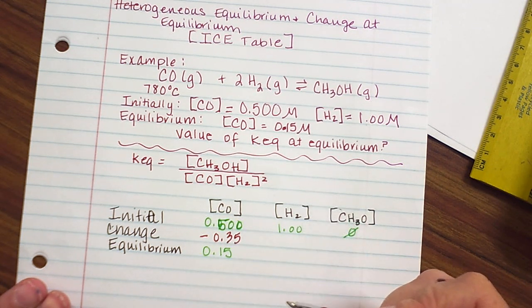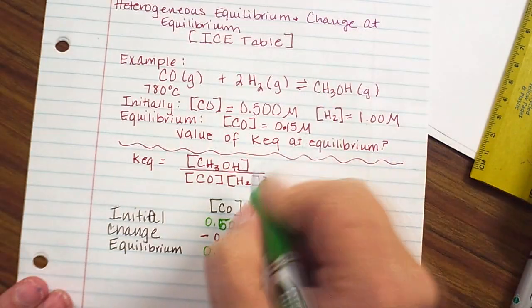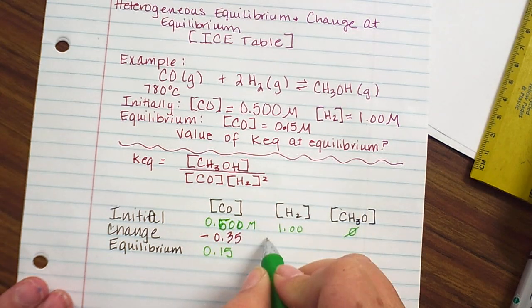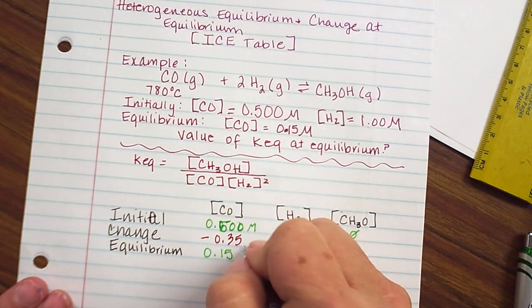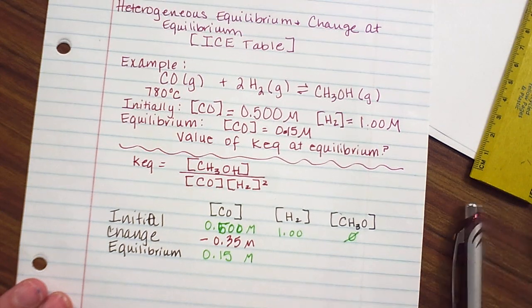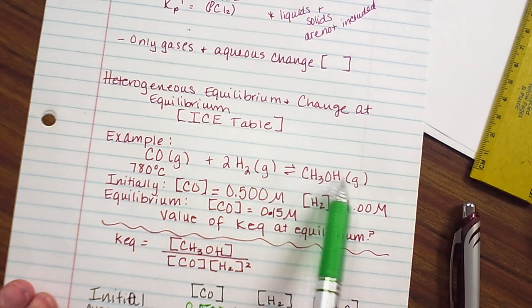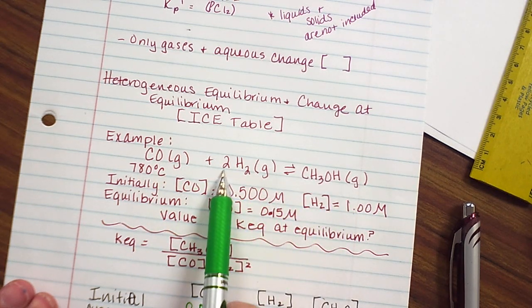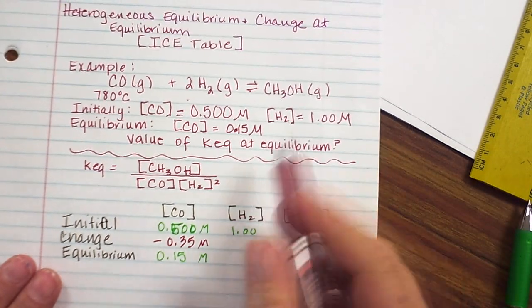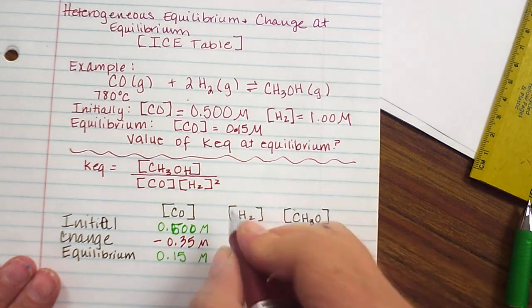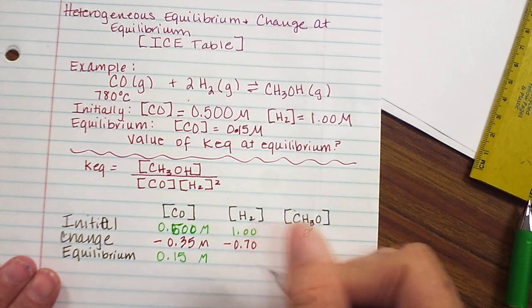So going into equilibrium, the carbon monoxide molarity went from 0.500 moles per liter to 0.15 moles per liter, and so the change is 0.35 moles per liter. Now, when I look at the equation, for every 1 mole that travels across to methanol, 2 moles of hydrogen travel across to methanol. And so therefore, what I do know is that the change of hydrogen going across to methanol is going to be minus 0.70 molarity. Does that make sense?